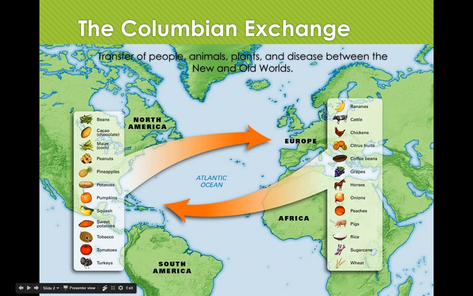That will be a huge moneymaker. We have squash, sweet potatoes, regular potatoes.